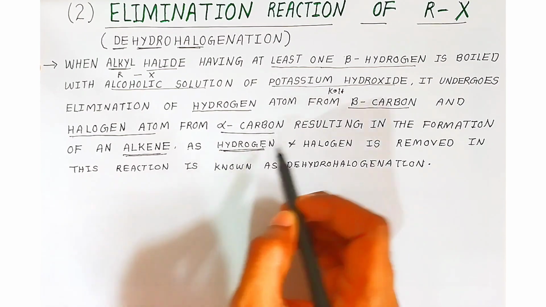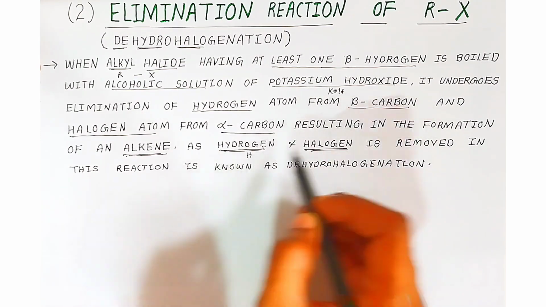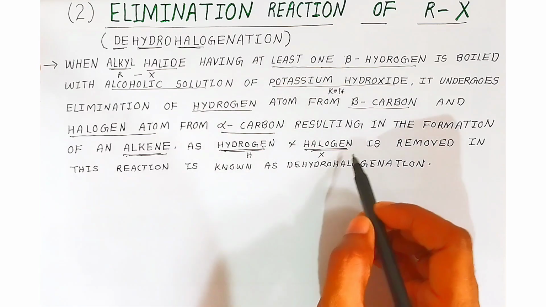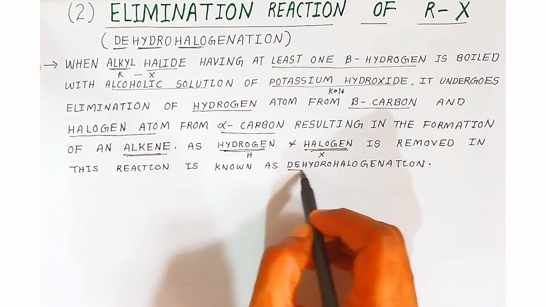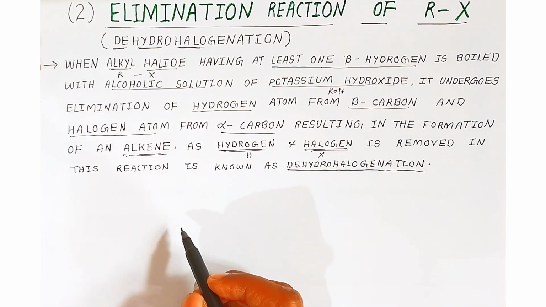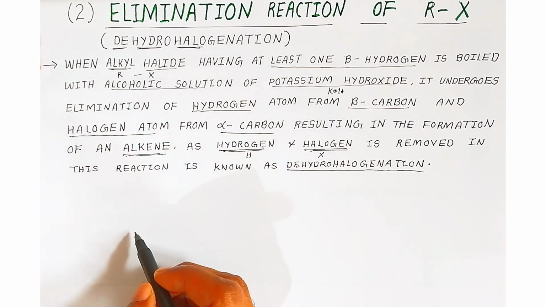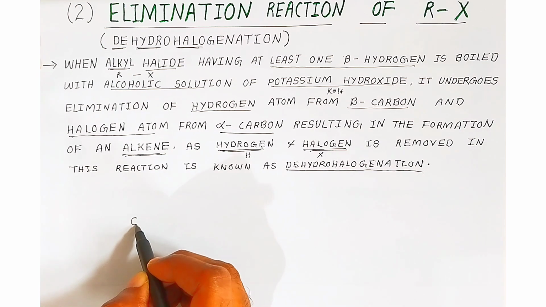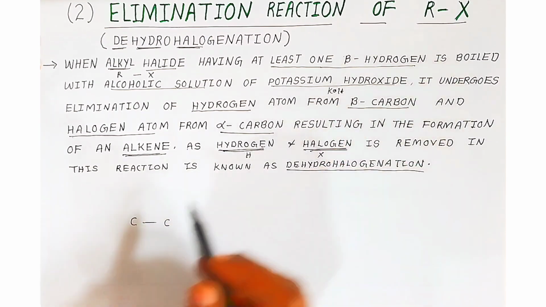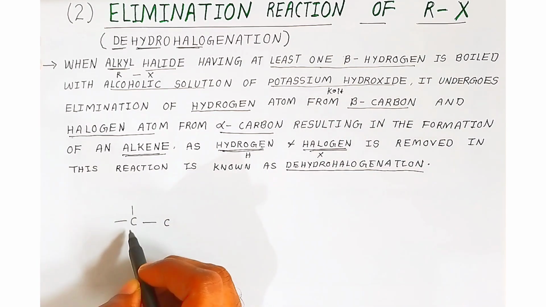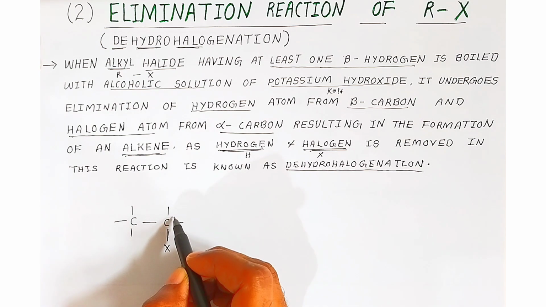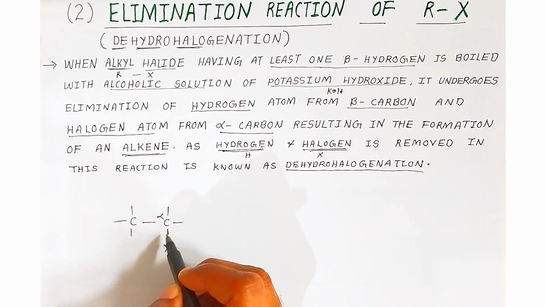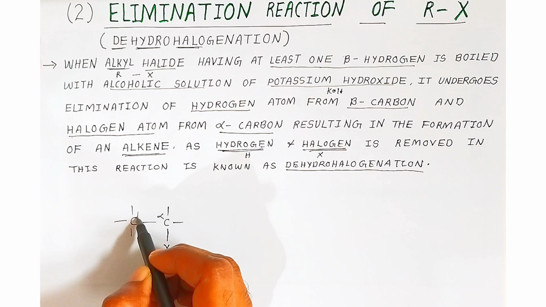As hydrogen, which we show with H, and halogen, which we show with X, are removed in this reaction, that is why it is called dehydrohalogenation. Okay students, now we are going to take an alkyl halide, for example an alkyl halide containing beta hydrogen. Here carbon is tetravalent. This is the alkyl group, where the halogen is attached to this carbon. The carbon where the halogen is attached we call the alpha carbon, and the carbon next to the alpha carbon is called the beta carbon.